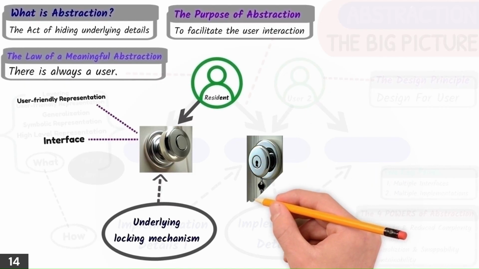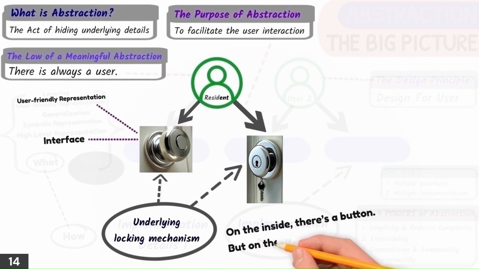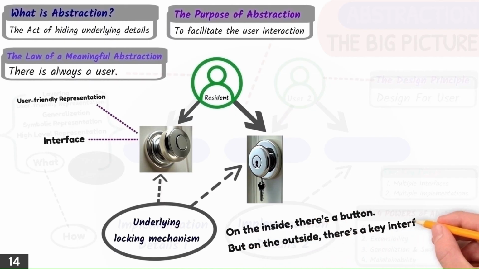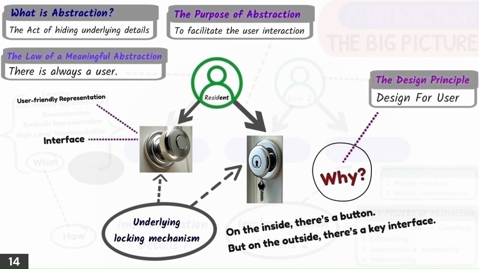Now, think about one more aspect. On the inside, there's a button to lock or unlock the door. But on the outside, there's a key interface. Why? Because that's how the user needs it. Anyone inside can lock or unlock with the button, but anyone outside must have a key to get in. See how carefully it's designed according to the user's needs, adhering to the abstraction design principle that you will find everywhere. Design for the user.